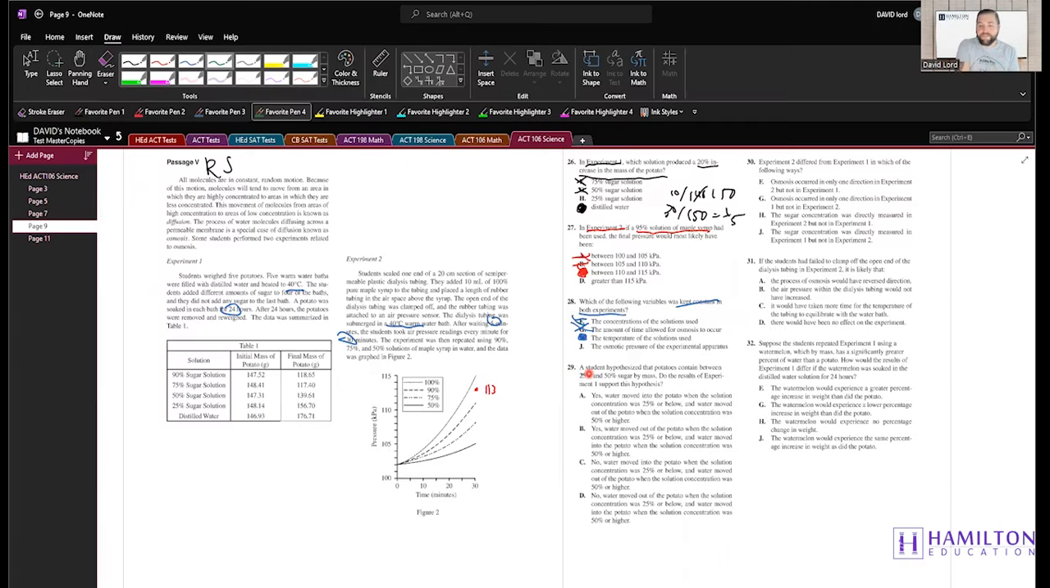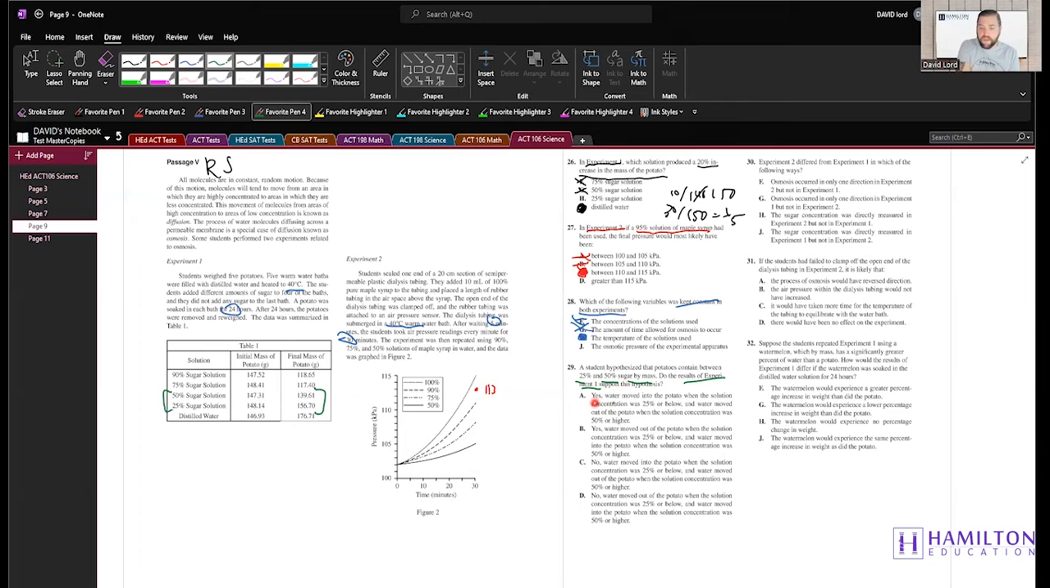Question number 29. A student hypothesized that the potatoes contain between 25% and 50% sugar by mass. Do the results of experiment 1 support this hypothesis? So looking at the results of experiment 1, I can see that if you did 50% sugar solution, the potato's mass went down because water probably left the potato and went into the solution. But if you went to 25% sugar solution, water went into the potato, making the potato gain more weight.